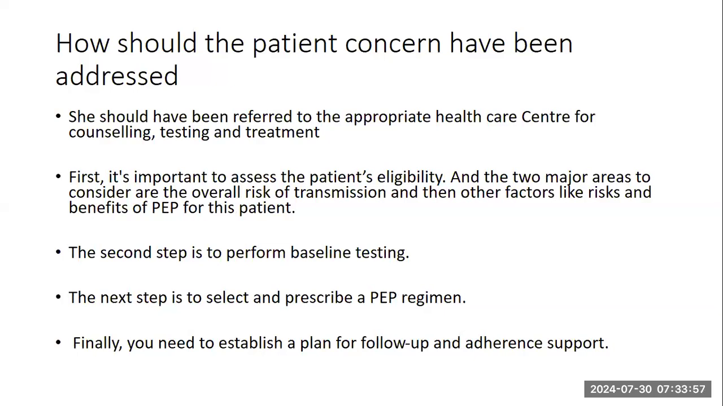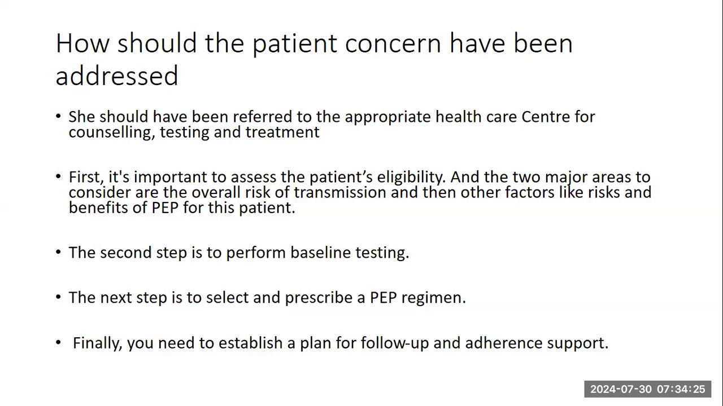Now, the other question asks how the patient's concern should have been addressed. What we need to know is that this patient just walked into the pharmacy. He wasn't referred from anyone and just demanded the PEP, and the pharmacy also just gave it without asking any question. That resulted in so many things. So ideally, the patient would have been referred to a healthcare center, testing would be done, and then the right treatment would be given.